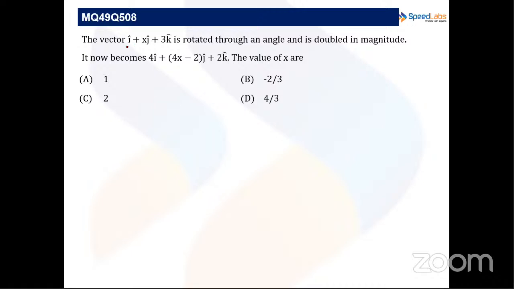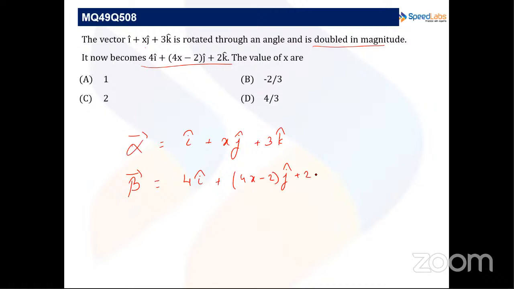It is given the vector I cap plus x j cap plus 3k cap is rotated through an angle and it is doubled in magnitude. It now becomes this vector. The value of x? We have rotated it through some angle and doubled the magnitude. Let's say this vector is alpha, I cap plus x j cap plus 3k cap. Let's say this vector is beta. So beta is 4i cap plus (4x minus 2) j cap plus 2k cap.